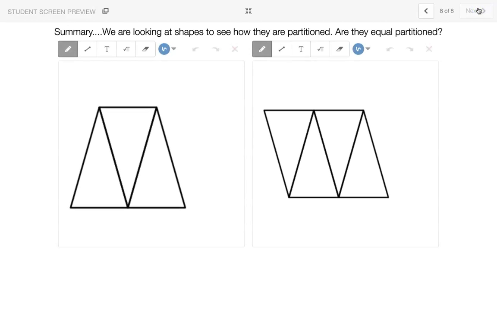So what did we do today? We are looking at shapes to see how they are partitioned, and then we are looking to see if they were equally partitioned. And we can see here it's divided 3 ways, and this triangle is going to equal this triangle, is going to equal that triangle. So this is equally partitioned into thirds, and we can even add one more triangle here that is exactly the same size and see that they are equally partitioned into fourths.